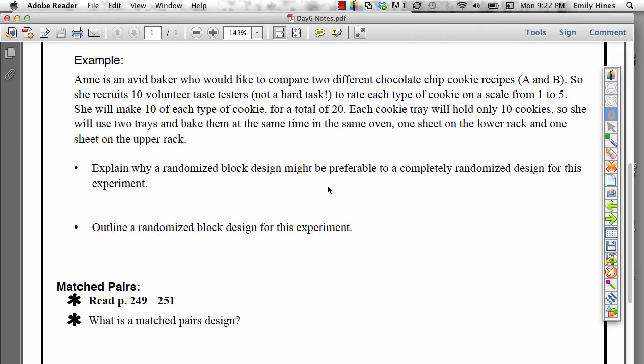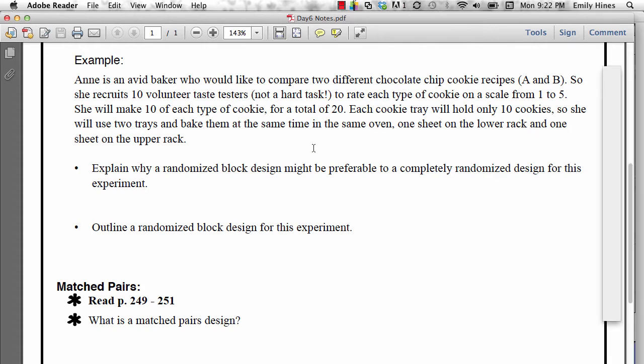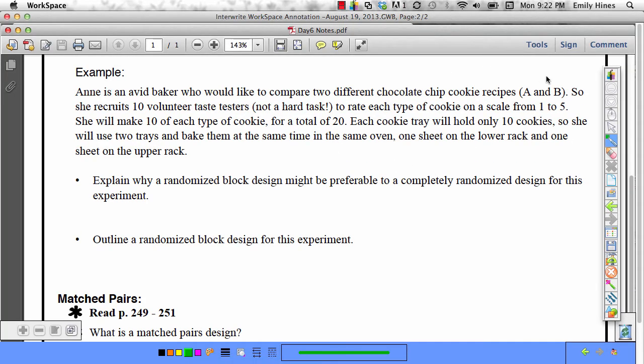I have a couple of things that I cannot help, but that could become confounding. For example, if I like recipe A better, how do I know that it's not because the cookie I had was on the lower rack or on the upper rack? The position is a variable that I might block for. So if I'm going to outline this, what I would do is I have my 20 cookies.